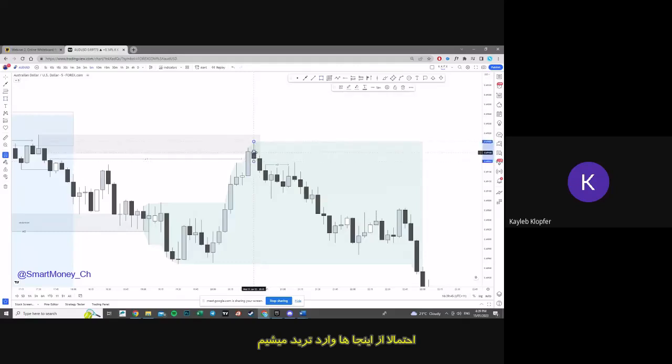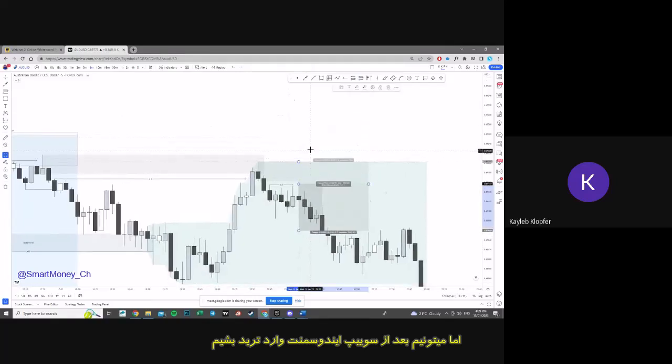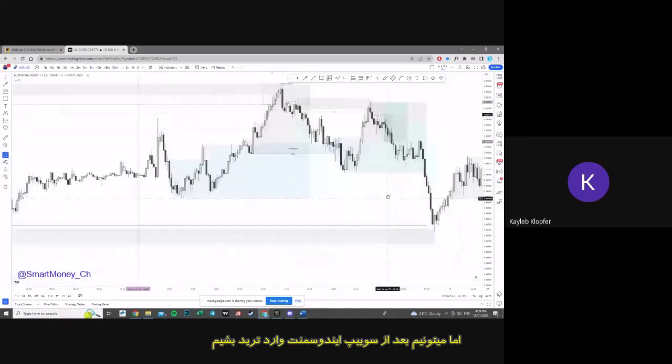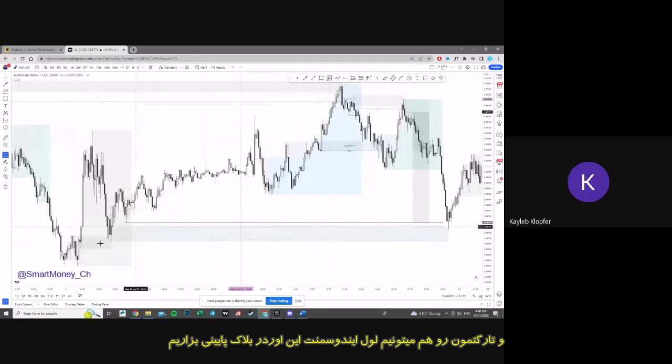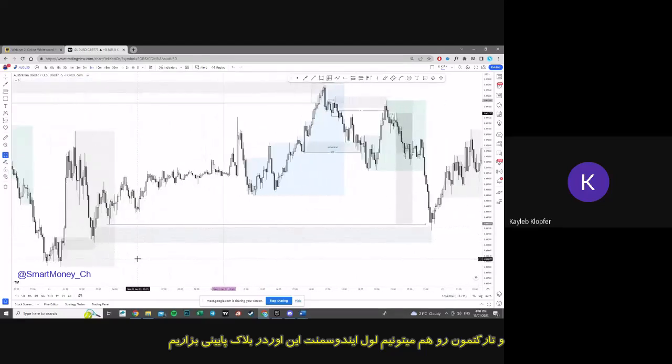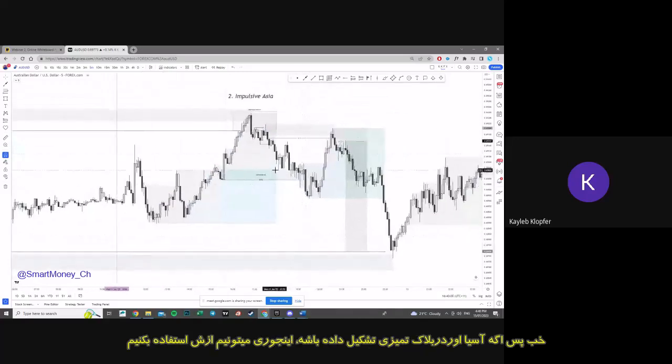Somewhere in here, if we're on the 1 minute, we'd probably hit that a bit nicer, but we can take our trade after our inducement sweep from here, and we can target the inducement level for this particular order block here, which is the end of that mitigation cycle. So that's how we can utilize Asia if it creates a nice order block.